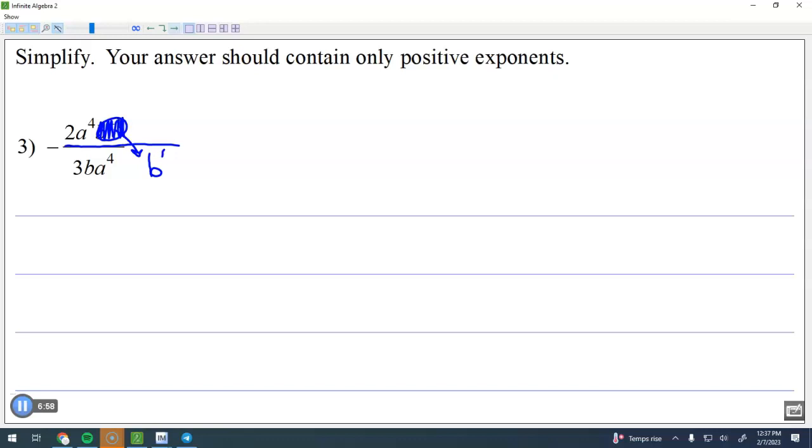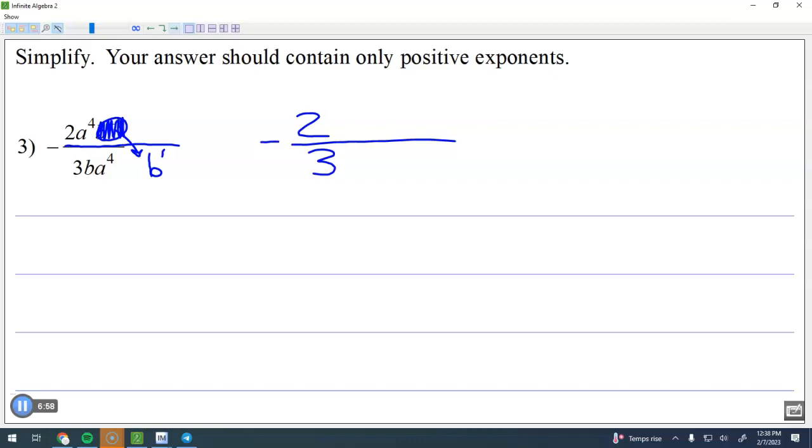And then we look at numbers, and then a's, and then b's. So for my numbers, I've got negative 2/3. That does not reduce, so it just stays the way it is. I've got a to the 4th on top and bottom, so what happens to those? They're just gone. They cancel.